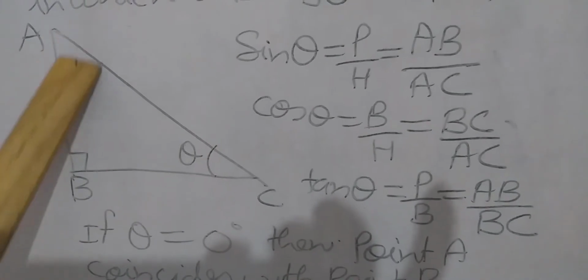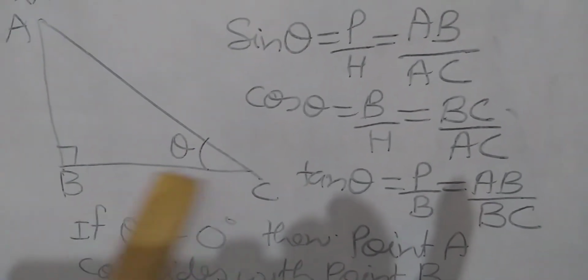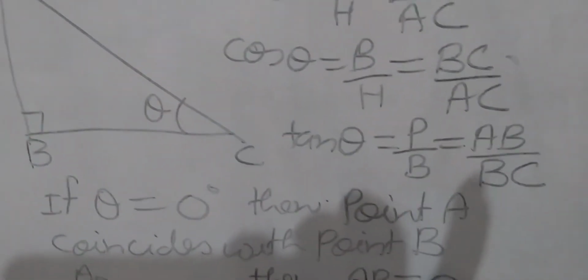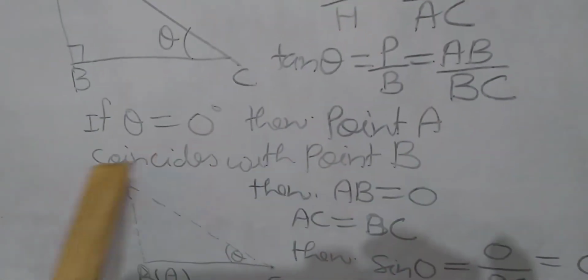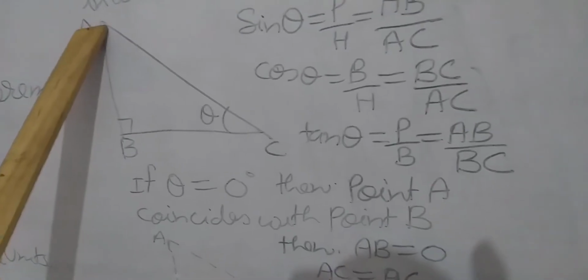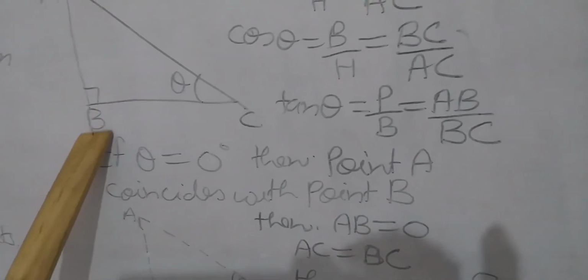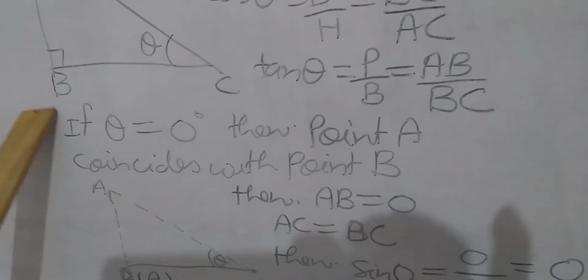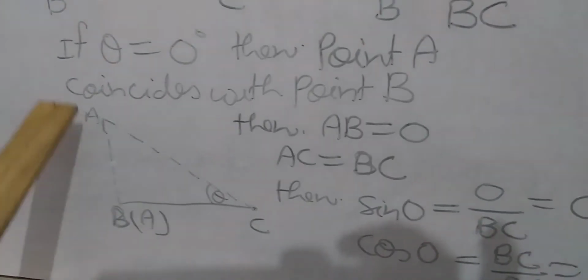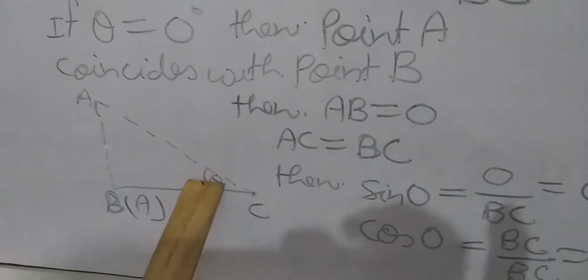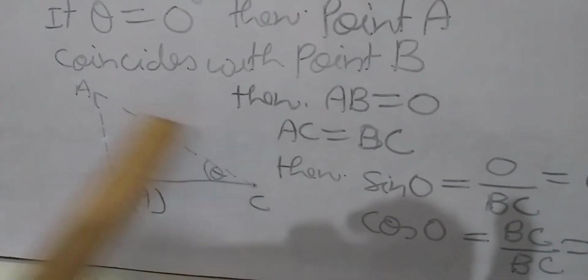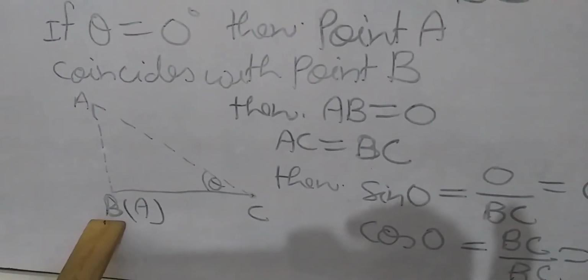Okay. So then AB will be 0 and AC equal to CB. You can see students, if theta is 0, then point A coincides with point B. This point will come at point B, so A and B will be the same. You can see students here, AB will be 0. A point will come here at B and theta is 0. So AC equals BC.